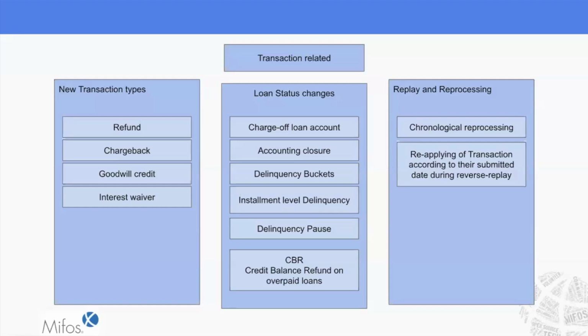So we had to come up with a new chronological reprocessing order, where whenever a replay is triggered by a reversal or a backdated repayment, the system will quickly reapply the loan in the same order the transactions were applied. This was interesting and much needed, and it solved a lot of problems at that time.